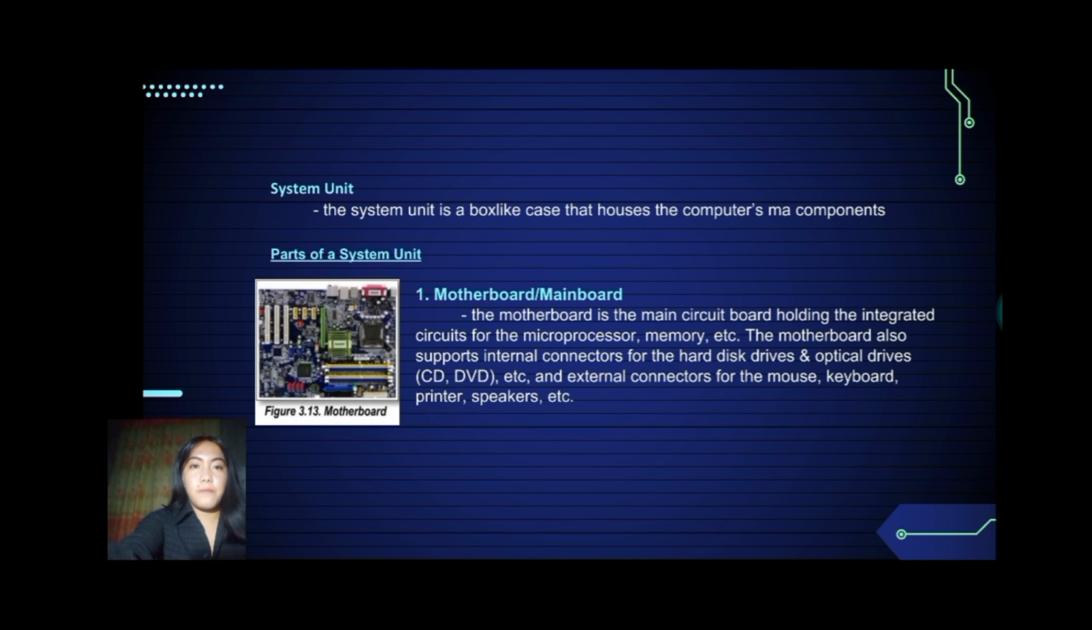System unit. The system unit is a box-like case that houses the computer's main components. Parts of the system unit: motherboard or mainboard. In summary, the motherboard acts as a central hub for all major components of a computer system, facilitating communication and data transfer between them. It plays a critical role in ensuring that all the hardware components work together harmoniously.